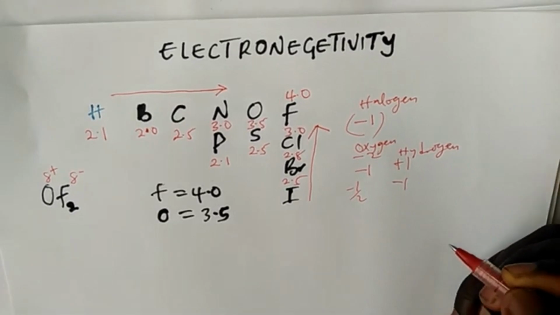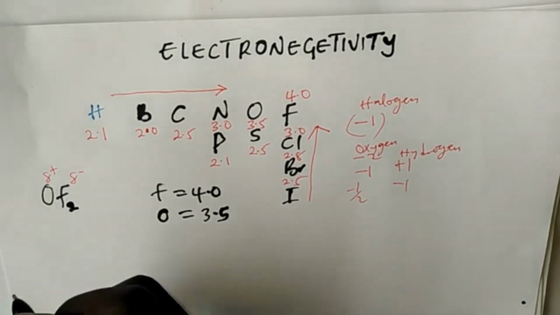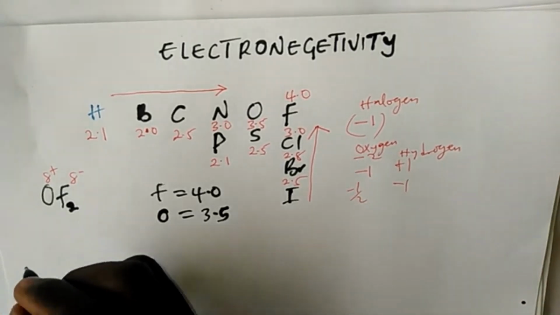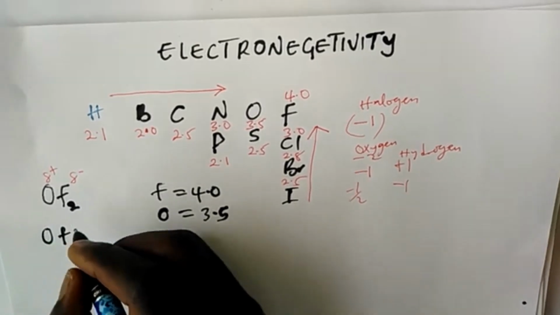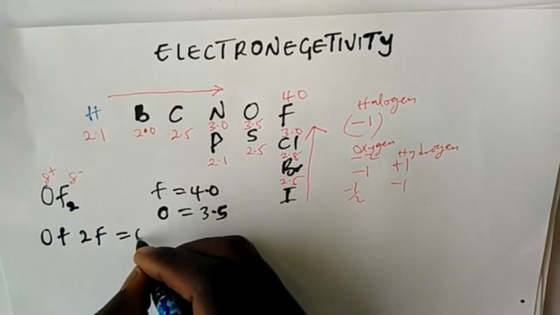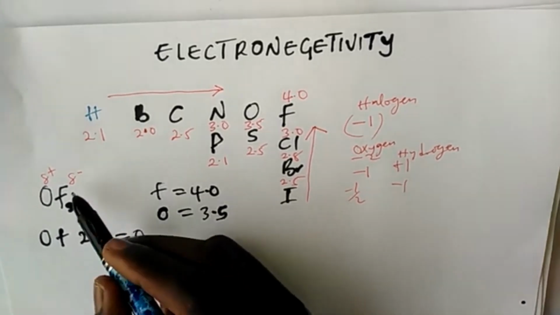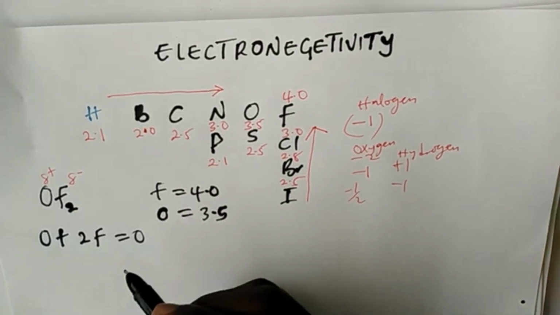Right? Now pay close attention to these electronegativity values. Because fluorine has the highest electronegativity, we say oxygen plus 2 fluorine is equal to 0, because the overall charge of this particular compound is 0.